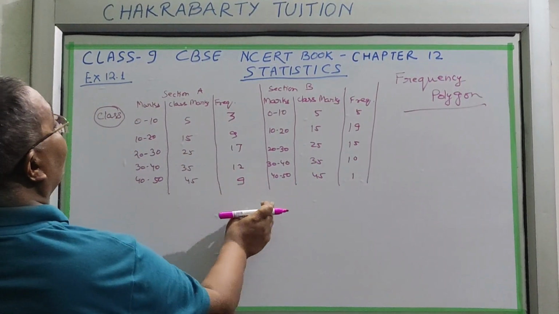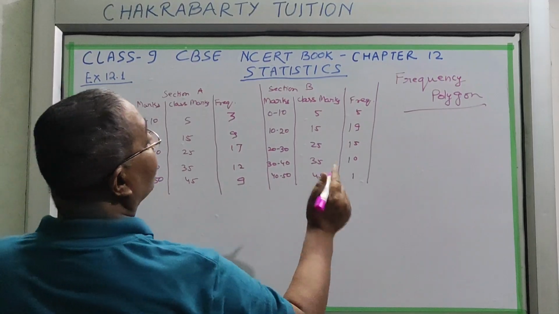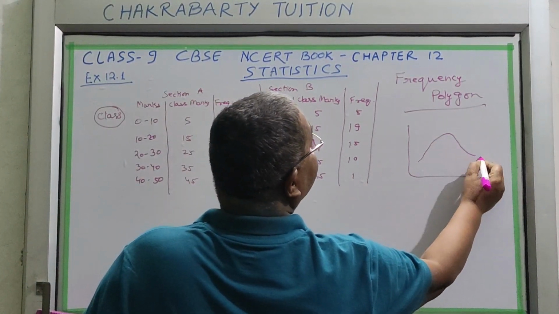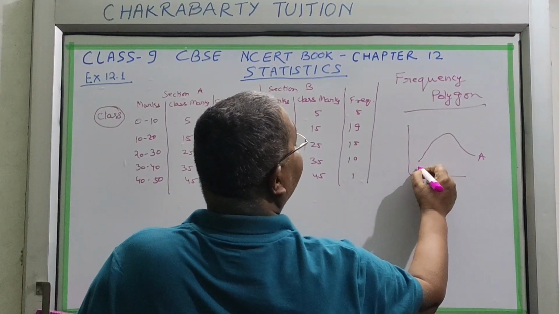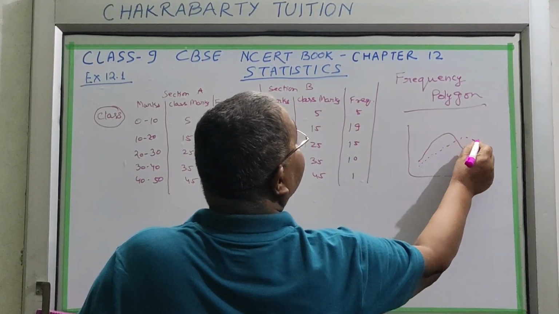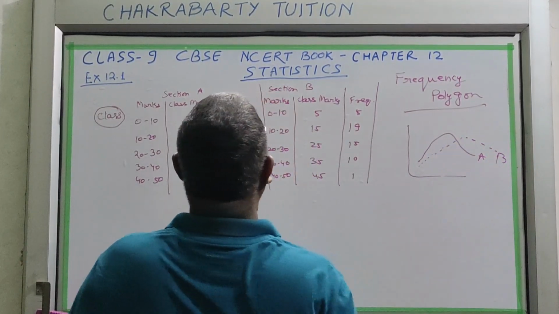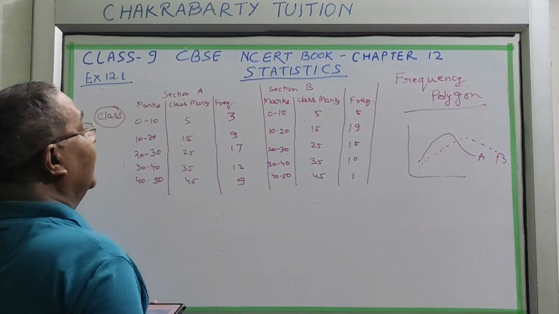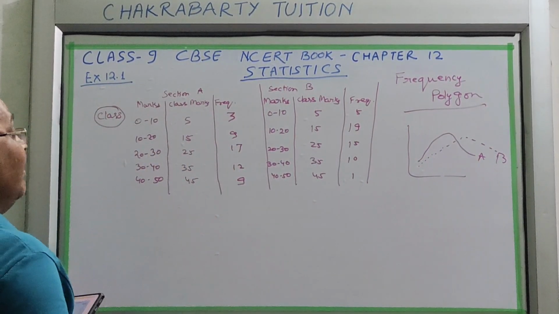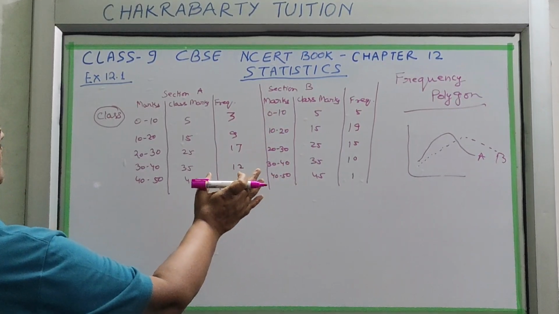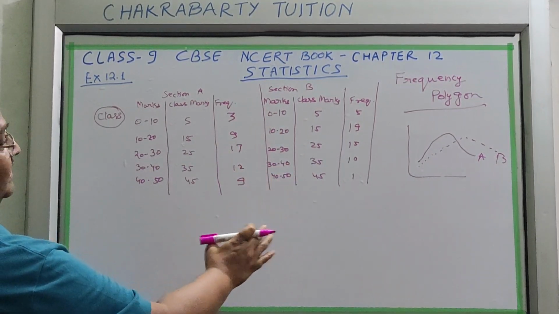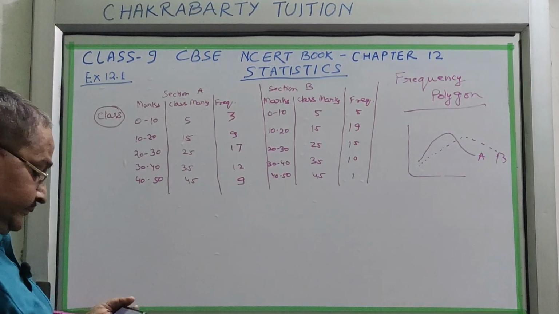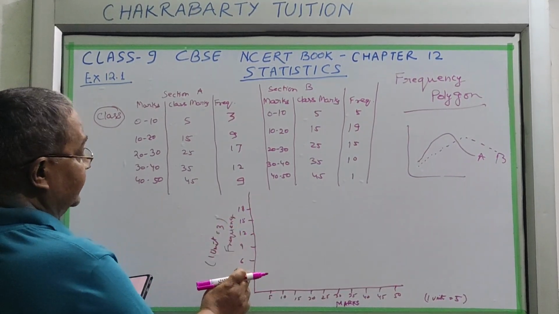They want both section A and section B in one graph. Means one graph is there, with this of A and this of B section. They want this type of figure in one graph. So now we will make a polygon. We will try to adjust it here.